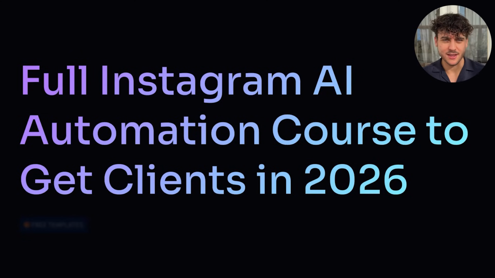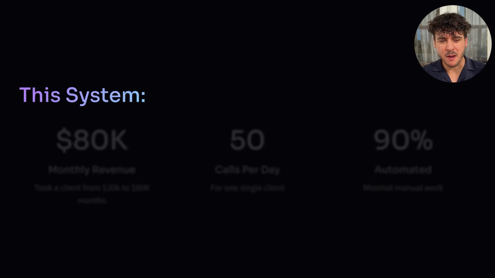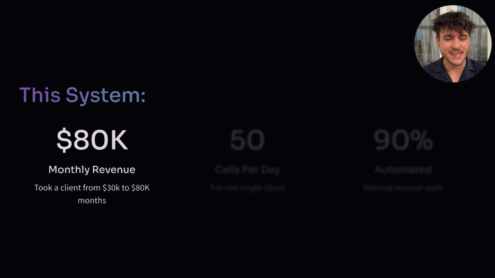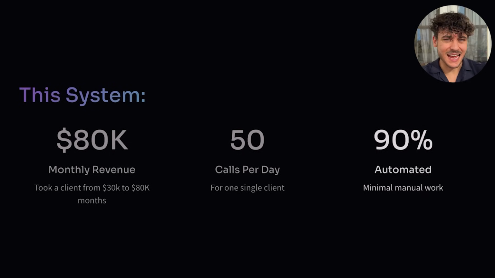I'm about to show you exactly how you can use AI and automation to get more clients on Instagram in 2026, and I'm going to give you all the templates that you need to make it happen completely for free. The system I'm about to show you is responsible for taking a client from $30,000 a month to $80,000 a month, books 50 calls a day for one single client, and automates 90% of all the work that goes into getting more leads and clients on Instagram.